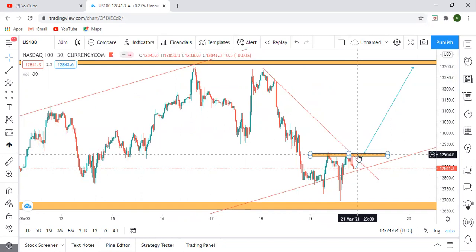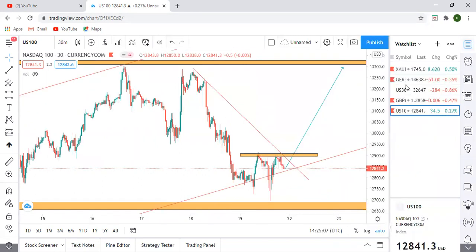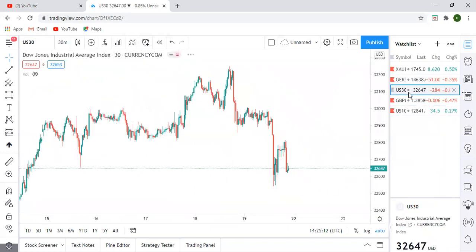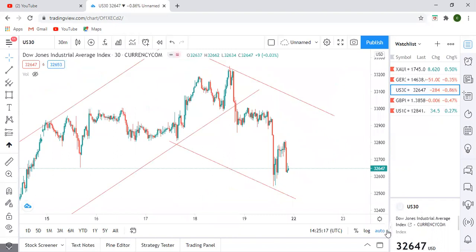So this is what we see. We see a buy on Nasdaq, we see a push to the upside, and then we are done with Nasdaq. Let's go to US daily. So US daily. Okay, this is US daily. Let's break it down.